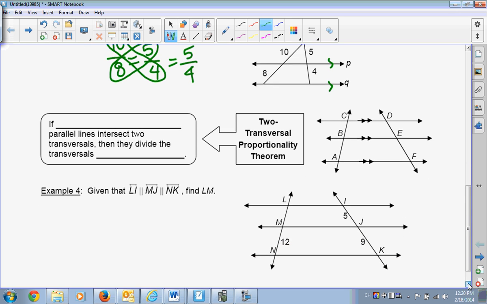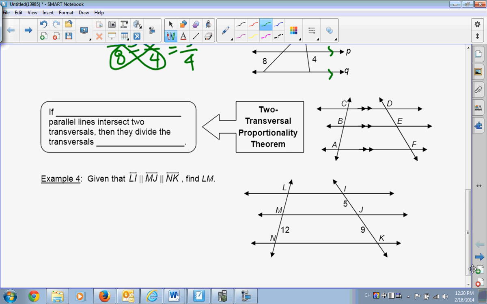Our next theorem is the 2 transversal proportionality theorem. Notice this is a transversal and this is a transversal, and you have 3 sets of parallel lines. So we're going to fill this part in. If 3 or more parallel lines intersect 2 transversals, so 3 parallel lines intersecting 2 transversals, then they divide the transversals proportionally. So again, today is all about setting up the proportions.